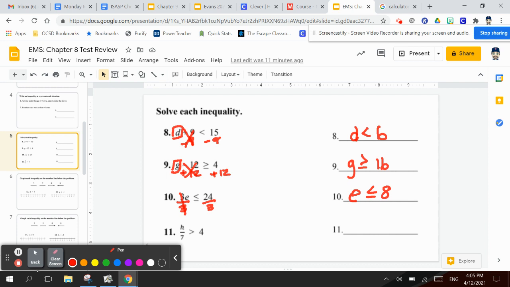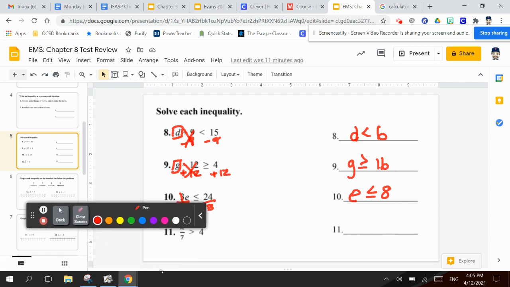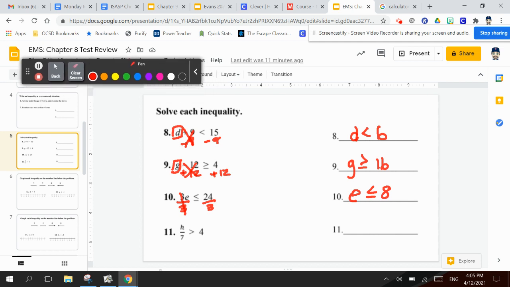And the last one, which is 11, h divided by 7 is greater than 4. The opposite of divide is to multiply. I'm going to multiply by my denominator. 7s cancel out. I'm left with h is greater than 4 times 7, which is 28.